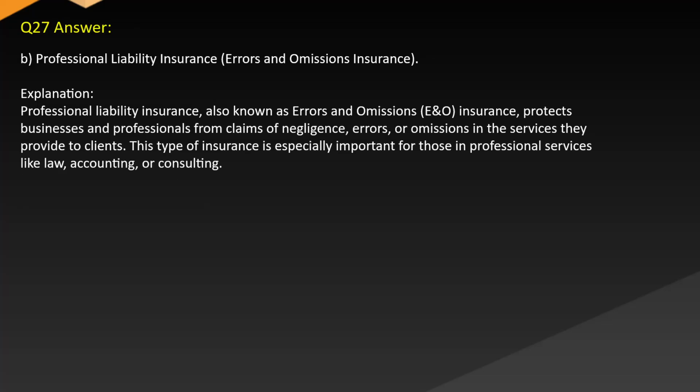Answer. B. Professional liability insurance, errors and omissions insurance. Explanation. Professional liability insurance, also known as errors and omissions (E&O) insurance, protects businesses and professionals from claims of negligence, errors, or omissions in the services they provide to clients. This type of insurance is especially important for those in professional services like law, accounting, or consulting.